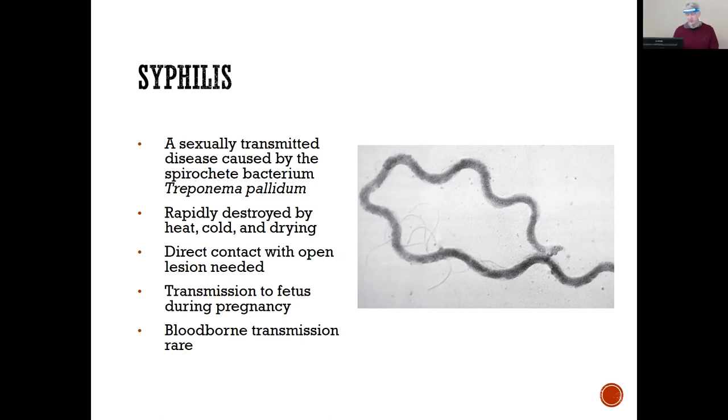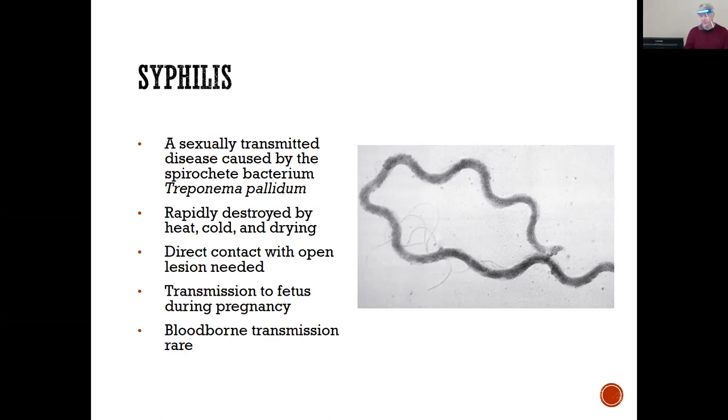Direct contact, we just talked about that. So the lesion can be on the male, the canker, okay? And then it can also be in the female. And if it's on the female, it's not readily seen, it's not readily detected, but it still can be contagious if there's skin-to-skin contact with the canker. There's also transmission to a fetus if the mother is syphilis positive during pregnancy.